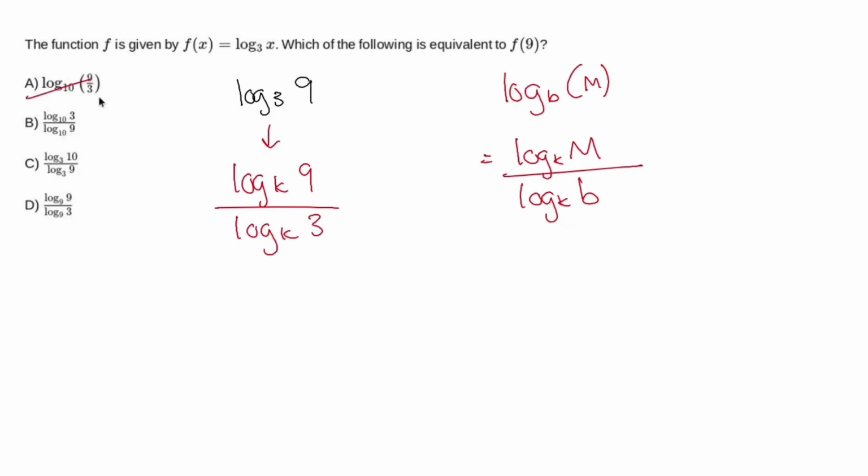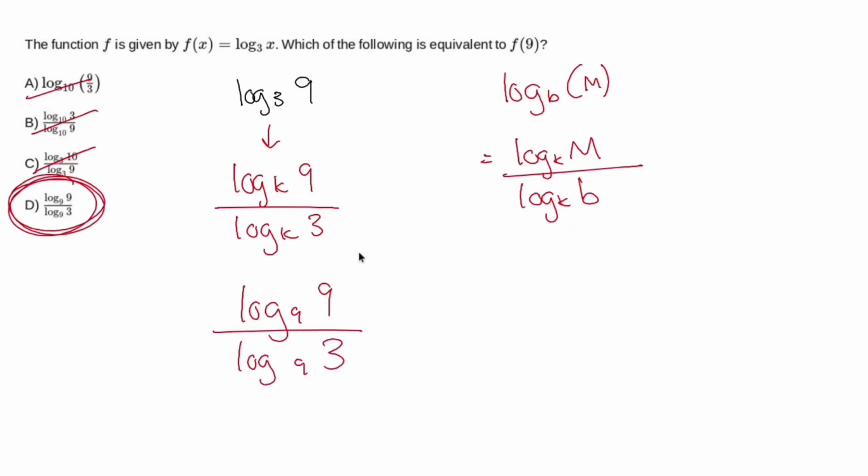Now, that's definitely not going to be U. This has 3 on top, not going to be U. This has some weird 10 that shows up, and this has 9 on top and 3 on the bottom. Now, the k that they chose was 9. It doesn't matter what you choose, as long as it's the same number. So I could say log base 9 of 9 over log base 9 of 3, and D is going to be a possible answer using the change of base formula.